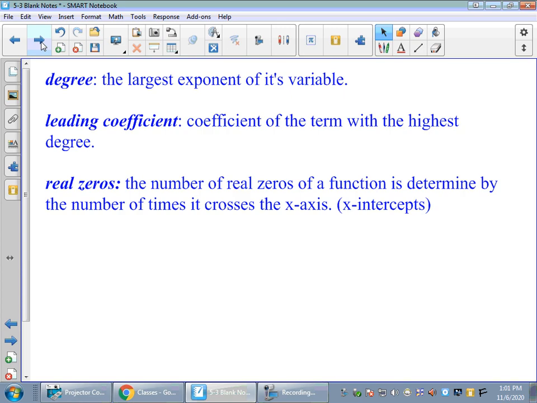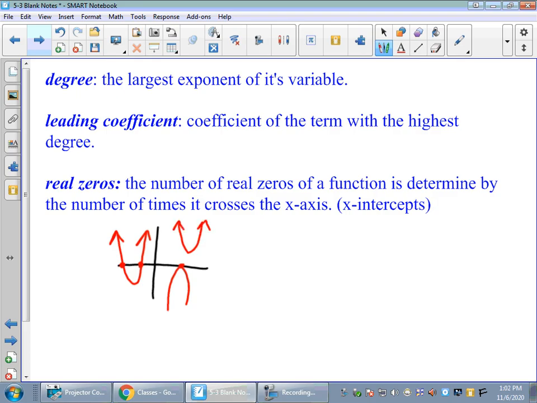And real zeros are where the graph crosses the x-axis. We already talked about real zeros in terms of a parabola. A parabola can cross the x-axis twice, so those are the two real zeros. It could have the vertex on it, so that would be one real zero. And we actually have the case where it doesn't touch it at all. We said there were no real solutions, so there would be no real zeros.